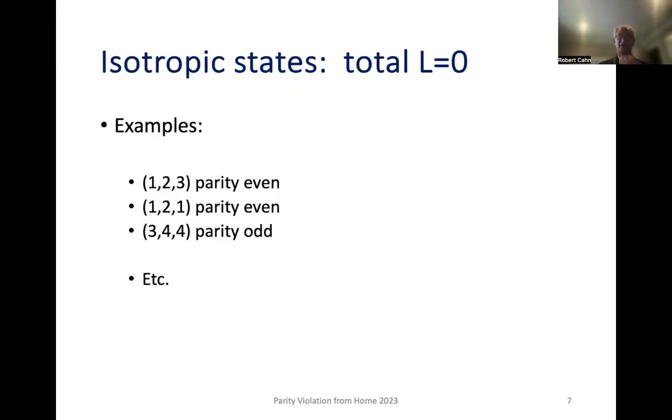Now, let's go back to the situation where we've developed an atom whose total angular momentum is 0. If the orbital angular momenta are 1, 2, and 3, for L1, L2, and L3, we can see that the sum is even, and that's a parity even state, and similarly for 1, 2, 1. But if we had, say, 3, 4, 4, that would be parity odd. In each case, we, of course, have to make sure that you can actually combine those angular momenta to make a total of 0.